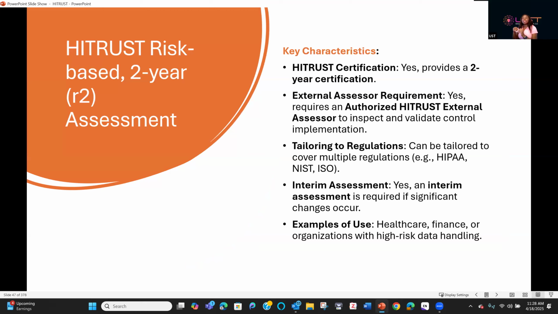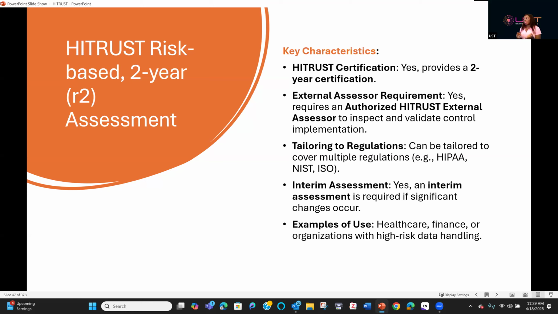But let's look at some of the key characteristics for this. First, again, the HITRUST certification provides a 2 year certification. External assessor requirement: yes, it does require an external assessor, and these assessors have been approved by HITRUST themselves to inspect and validate control implementation. Remember, we made mention of the HITRUST practitioners, as well as a QA, quality assurance.